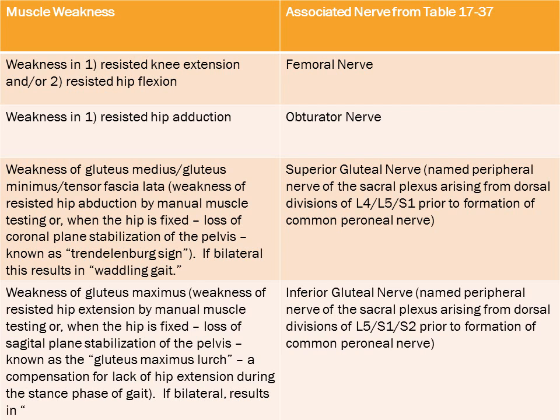The inferior gluteal nerve is a named peripheral nerve of the sacral plexus arising from the dorsal divisions of L5, S1, and S2 prior to the entrance zone of the S3 nerve root. So the superior gluteal nerve comes from the L4, L5, and S1 nerve roots. The inferior gluteal nerve comes from L5, S1, and S2. So weakness here would indicate a slightly lower lesion, but still a relatively high lesion up into the pelvis.